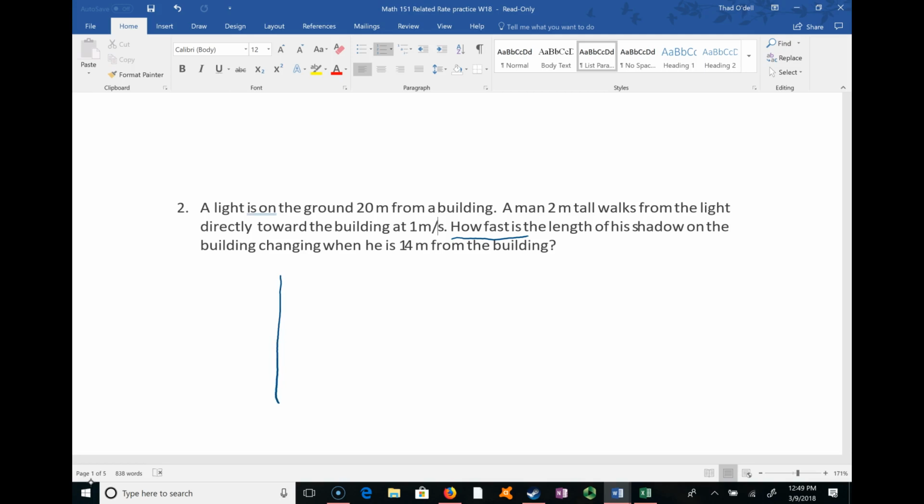So here's the building. It says the light is on the ground 20 meters from the building. So here's the light. It's shining up at the building. There's the ground. There's a man who's 2 meters tall. And you can see the light shining behind him is going to cast a shadow on the wall. How fast is the length of the shadow on the building changing when he is 14 meters?